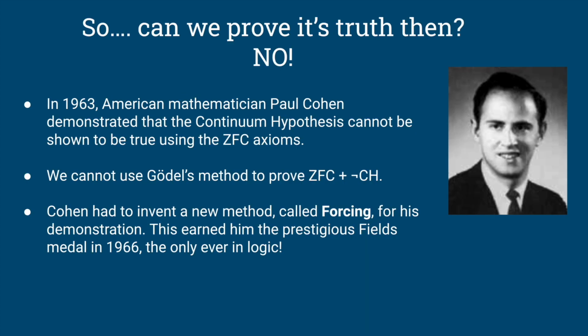So moving on, can we then prove that it's true? No. In fact, in 1963, American mathematician Paul Cohen demonstrated that the continuum hypothesis cannot in fact be shown to be true using the ZFC axioms. We cannot use the same method that Gödel used to prove that ZFC plus not CH is also consistent.